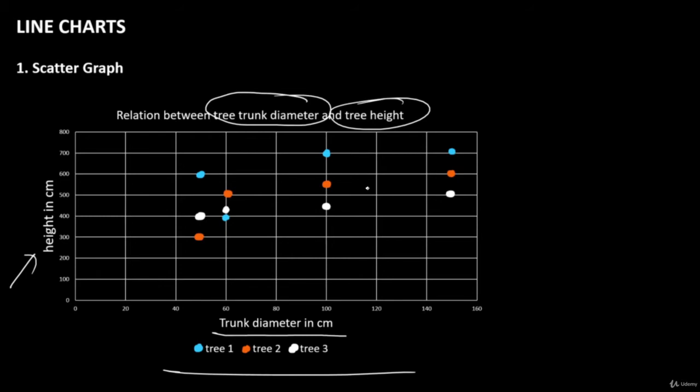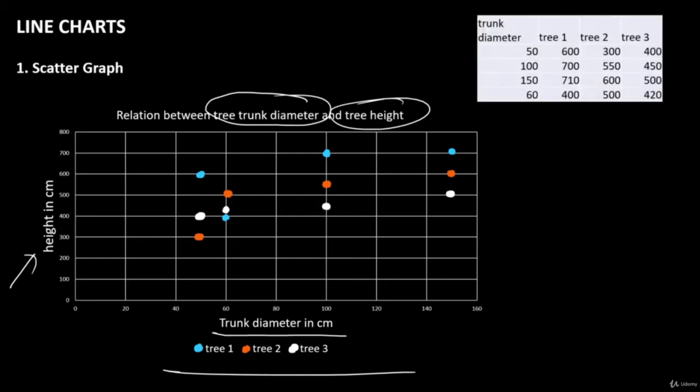Now to quickly understand and be able to read this, let me show you how this would have looked if the information was given in a table. All right, so this table and this scatter graph give the same information. All right, let's try to read it. Over here you have that tree trunk diameter 50 and tree 1 would have had a height of 600, right? So over here, if this is 50, then tree 1 is blue, right? So this is blue over here.